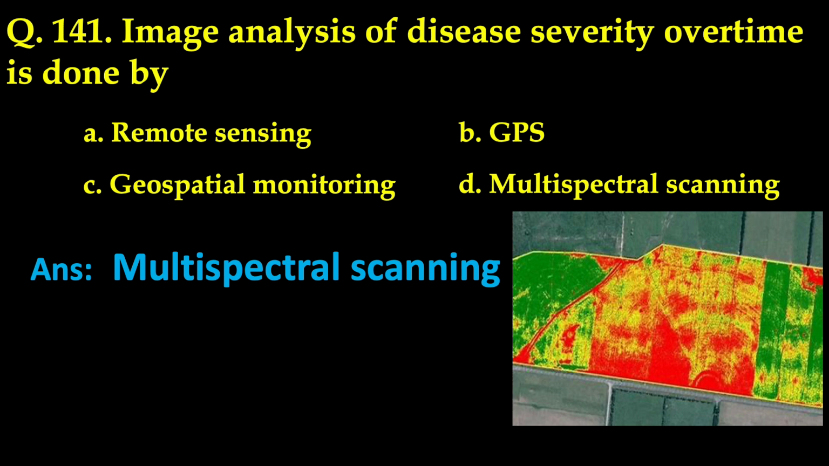And geospatial monitoring, which is also another option of this question. It is an approach to apply analysis to monitor environmental changes over time, considering different fields of research, including computer science, remote sensing, ecology, environmental science, life science, geography and many more.